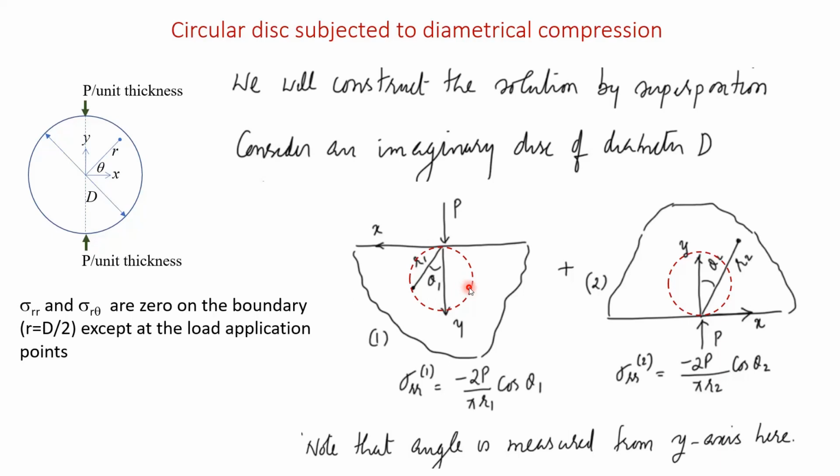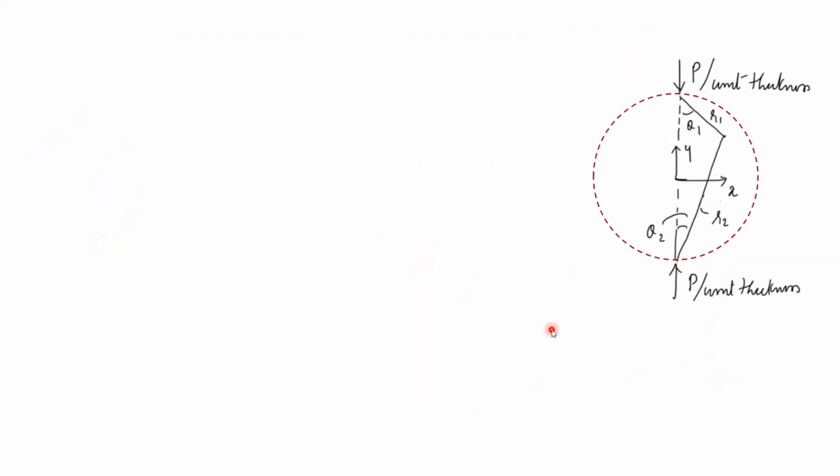But there is a catch. These problems 1 and 2 are for infinite half space. So when you have the disk, additionally you will have to also ensure that the boundary condition on the disk surface is also satisfied. So let us look at this in more detail.